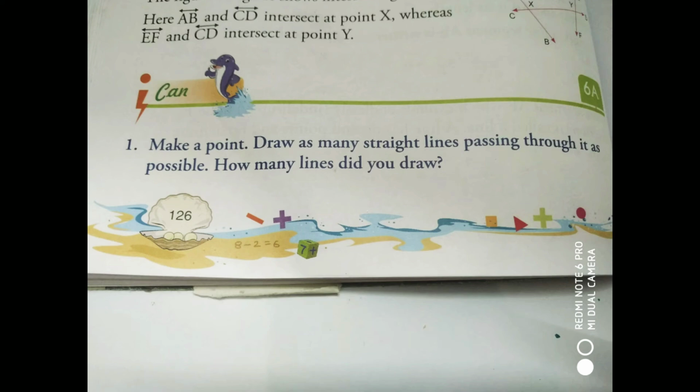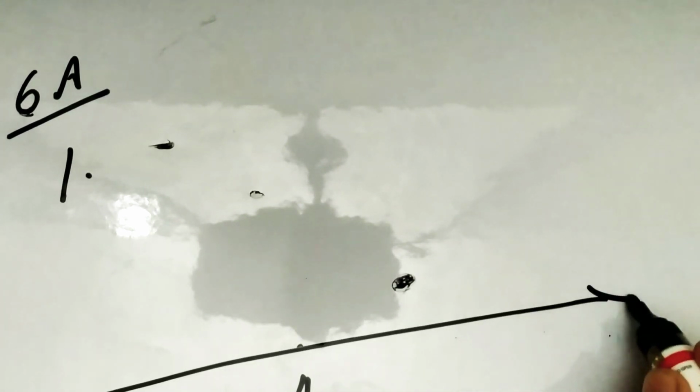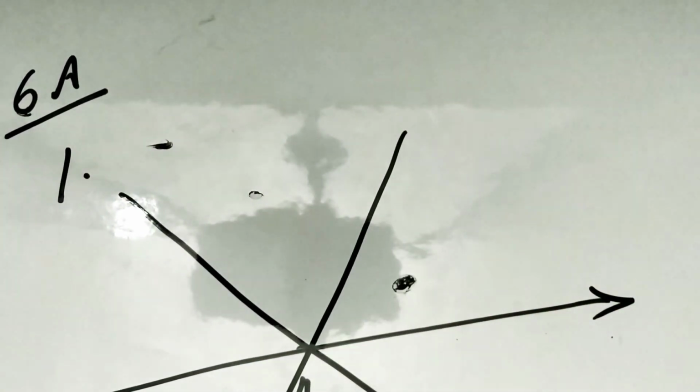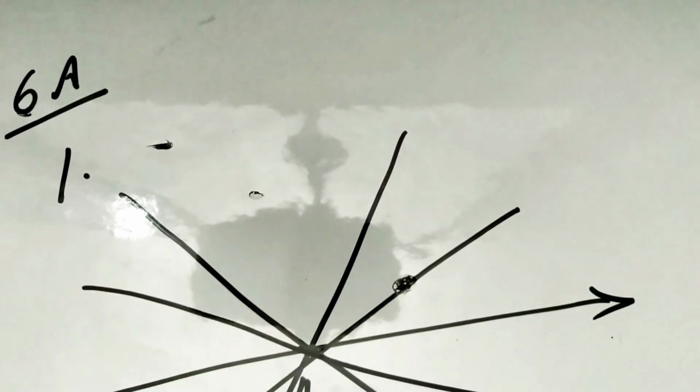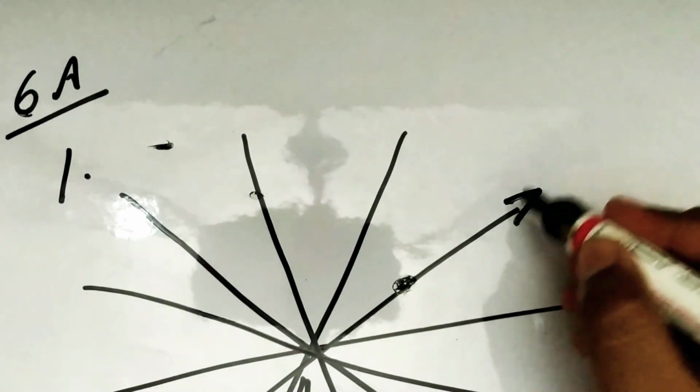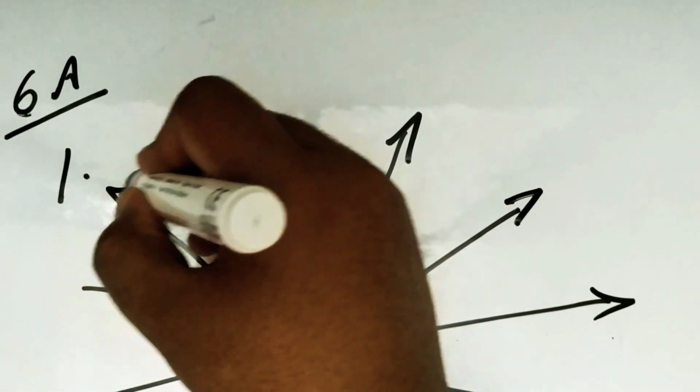Now let's move to the exercise 6A. Let us assume this is a point A. Now they have told to draw maximum number of lines passing through this particular point. So we'll draw one line here, one line over here, one line over here, one line over here. So there is no end to it. You can draw as many lines as possible, which can extend in any direction. That's why we are putting these arrows, right? So like this, you have to draw it in your notebook, okay?